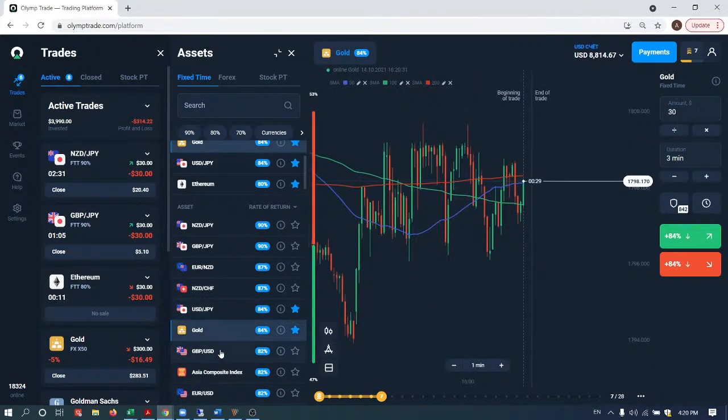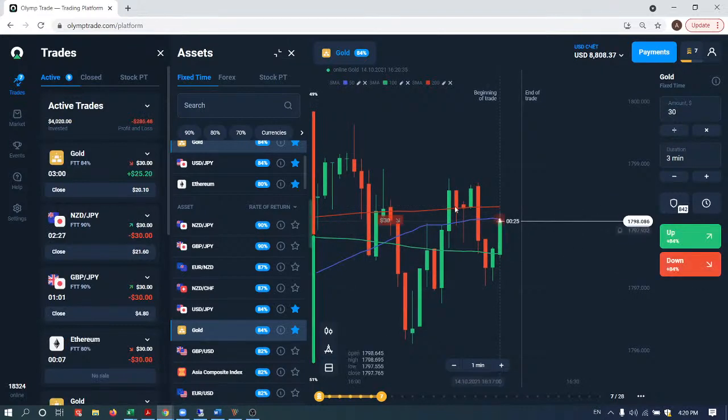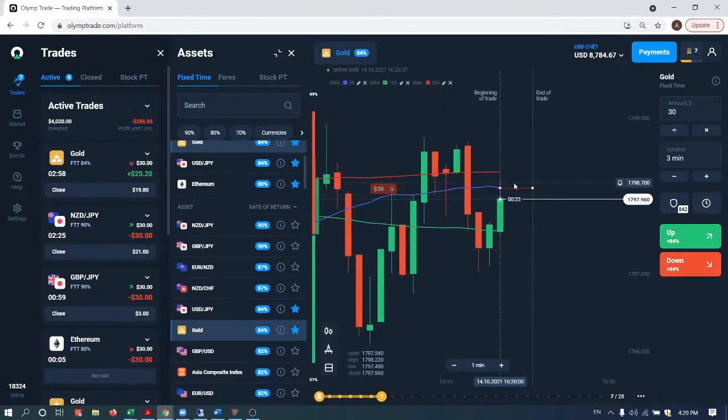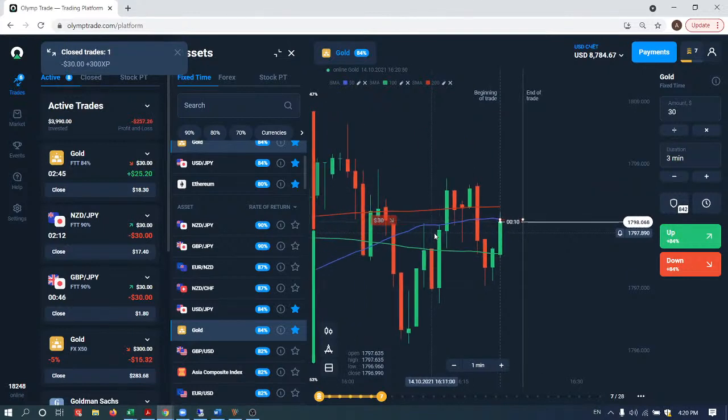So what next? All right, gold. Yes, I like this asset, and in general, I think gold is one of the most technical assets out there. So why is it so technical, and why does it follow the rules of technical analysis so strictly, so directly?